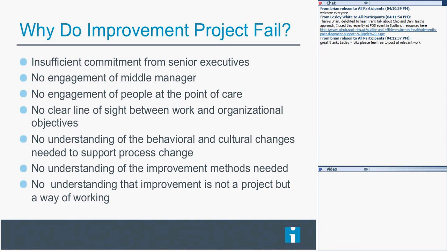Another reason why a project might fail is that there's no clear line of sight between the work and the organizational objectives. That is, we've got a great project we want to work on, but if it doesn't align with what the organization's goals are, then how will we be able to support that project, and what value does it have if it's not going to support those objectives? The behavioral and cultural changes that are needed to support process change are so critical. And I'll talk a little bit about examples that we have heard from others and some leading people who are thinking in this field and what their attitude and their responses are.